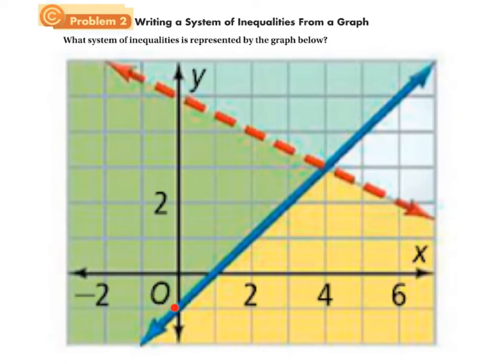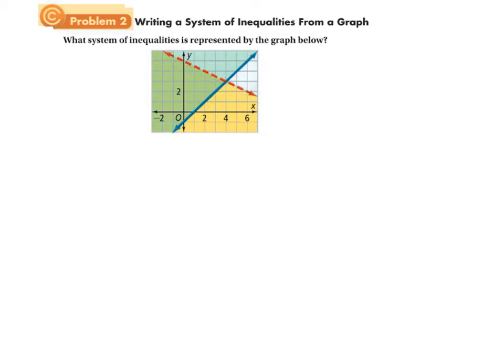Just note this is crossing here at -1. This has a y-intercept of 5. This has a slope of 1, and this has a slope of -1/2. And the red one is shaded below and it's dotted. The blue one is shaded above and it's solid. Okay, all of that. So those are the things that we're going to keep in mind when we actually do this.